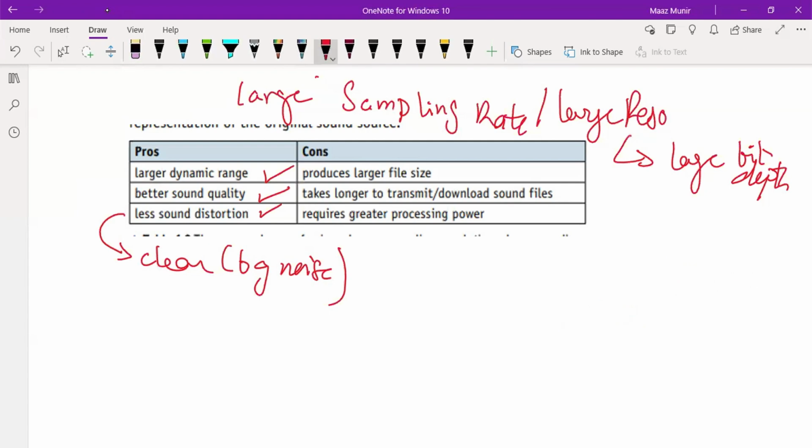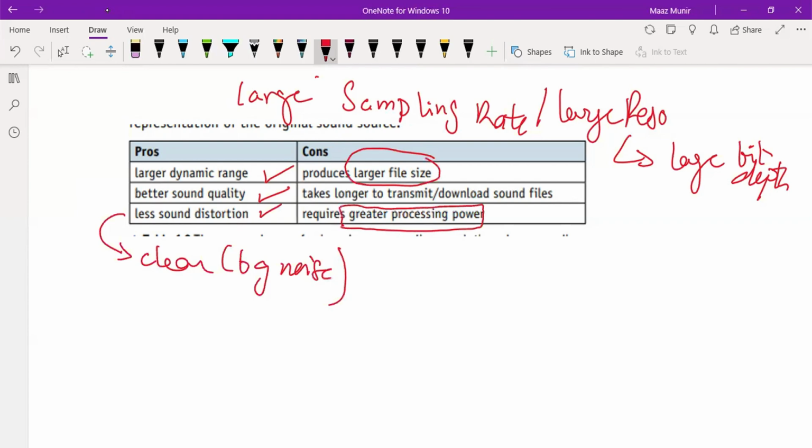Then apart from that, in computer science, know that if we are discussing larger file size and smaller file size, you could also discuss that it takes longer to transmit or download the sound files, or it takes longer to upload or share those files. It's the same thing. And then the third point is that it requires greater processing power.